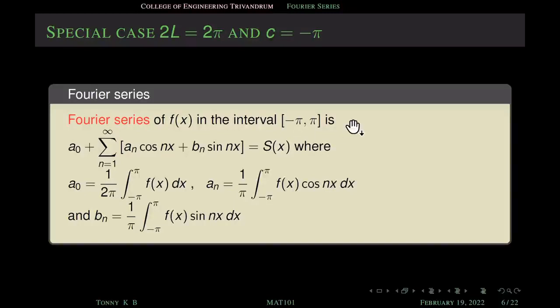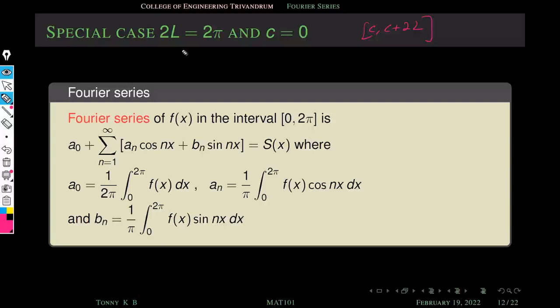In this session, we will see another special case of Fourier series. The other special case is 2l equal to 2 pi, but c equal to 0. So in general, our interval is c to c plus 2l. So what about this interval? Here c is 0 and the end value is 0 plus 2l. 2l is 2 pi. So 0 plus 2 pi, that is 2 pi. That means the function is defined in the interval 0 to 2 pi.